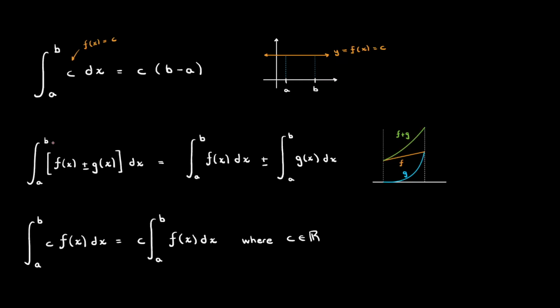And so the definite integral represents the signed area. In this case, we're just going to be adding up the area under g and the area under f, and that will represent the area under f plus g. The next rule says that if you're integrating a constant times a function, then you can just take that constant out of the integral, find the value of the definite integral, and then scale that up by the constant.